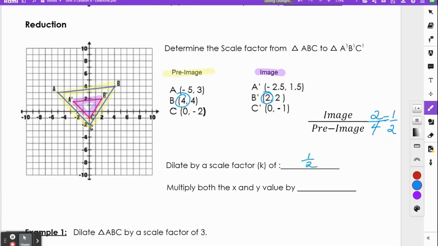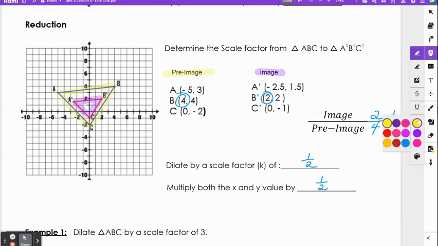That means that we would end up multiplying both the x and the y by 1/2. So if you look at this one now, -5 times a half is -2.5. 3 times a half is 1.5. 4 times a half is 2. 0 times a half is just 0, and -2 times a half is -1. That's how we came up with our image coordinates.